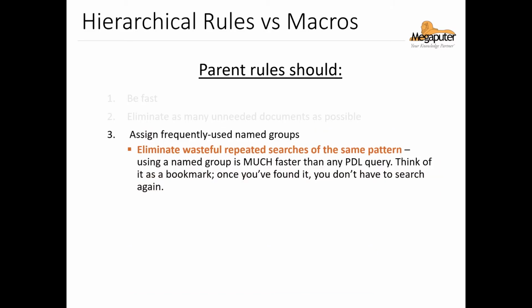Finally, a thing that we'd like to do with parent rules is assign these named groups so that our later queries are going to be relying on the saved positions of these named groups and not actually running any new queries. This will allow our later queries to be very fast. So you want to find these useful pieces of text and save them as named groups. That way we can use them again later. So parent rules should do all of these things.